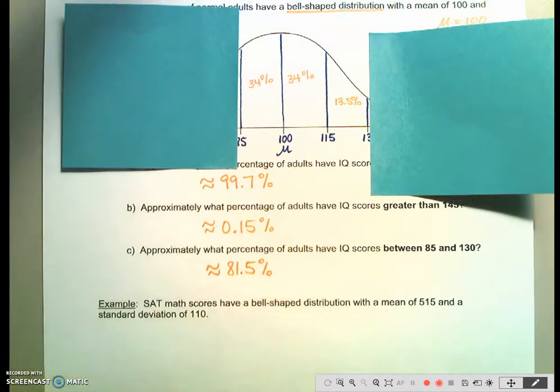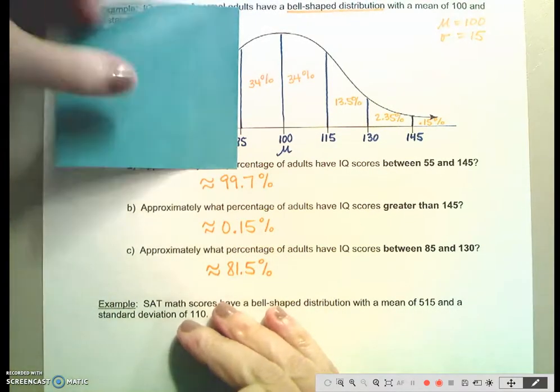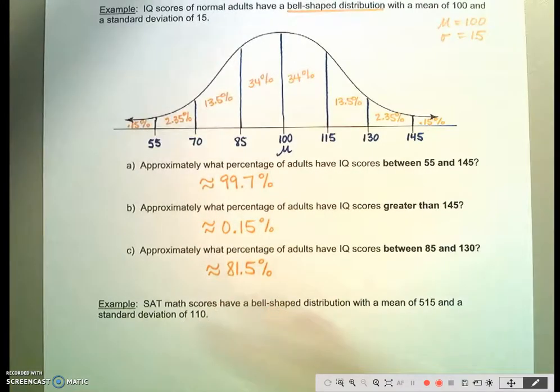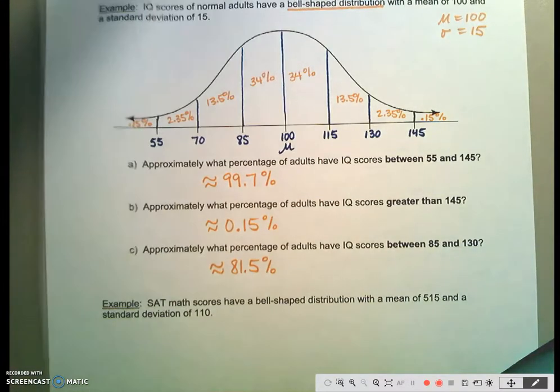But you have to know that you're looking at bell-shaped data before you can use the empirical rule. So draw a picture, label your percents. You have to memorize the percents. And then you can use sticky notes or your hands or whatever you need to use to cover up the regions. All right, let's try another one.